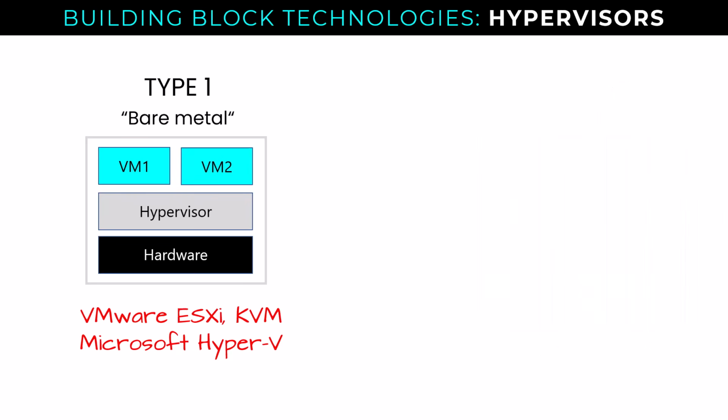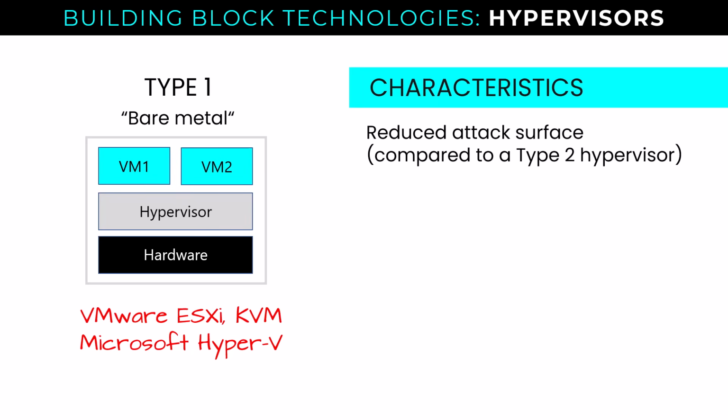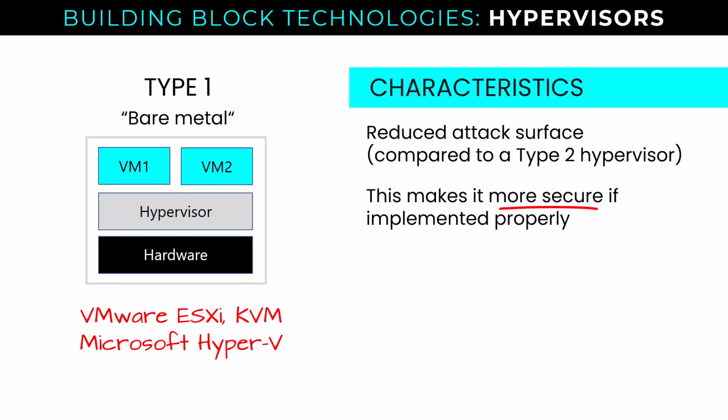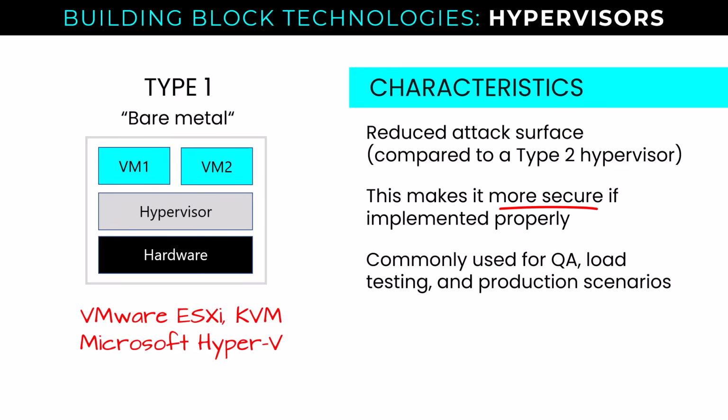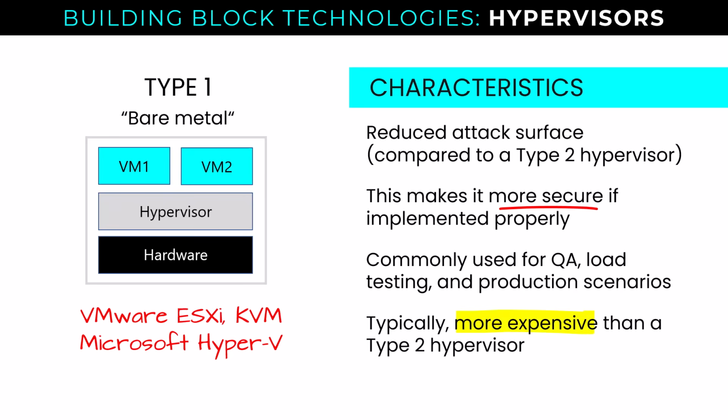So let's look at the characteristics of the Type 1 hypervisor to start. So it certainly has a reduced attack surface when we compare it to the Type 2 hypervisor that has a host operating system. And this makes the Type 1 hypervisor more secure if implemented properly. We see Type 1 hypervisors typically implemented for QA, load testing, and production scenarios, and the Type 1 hypervisor is typically more expensive than a Type 2 hypervisor.